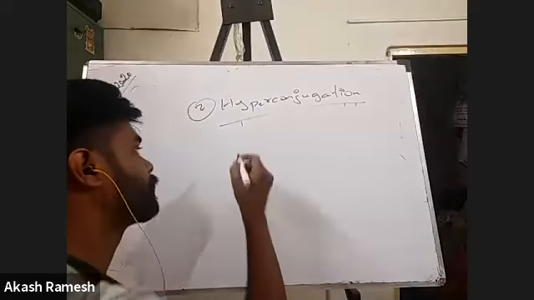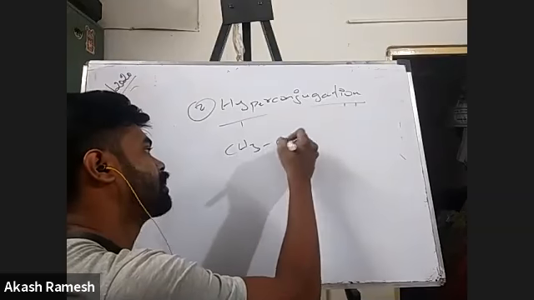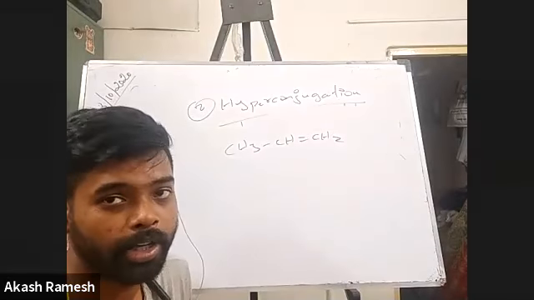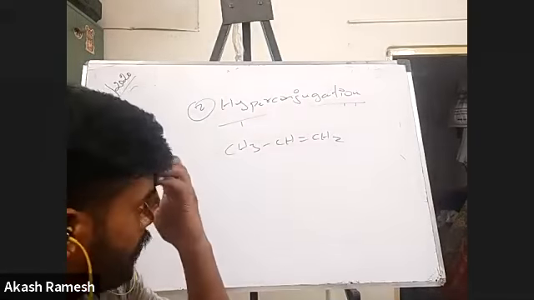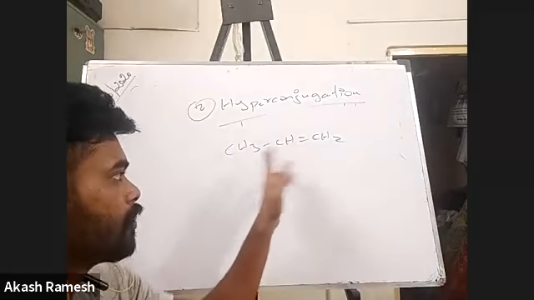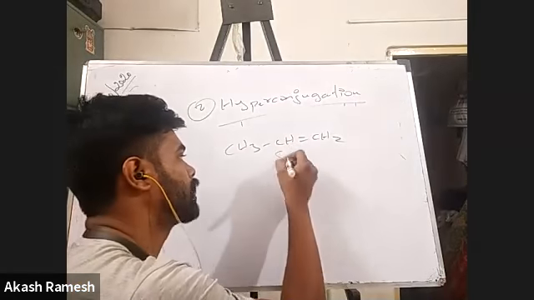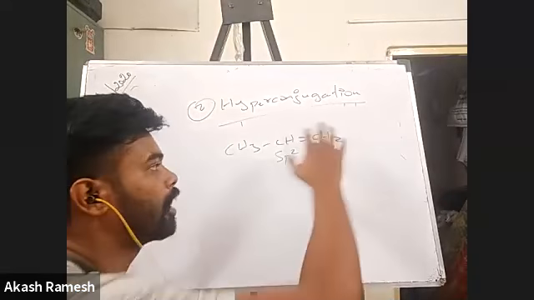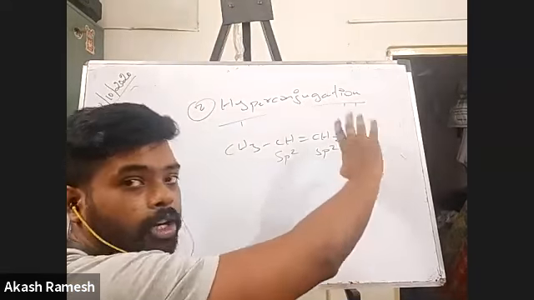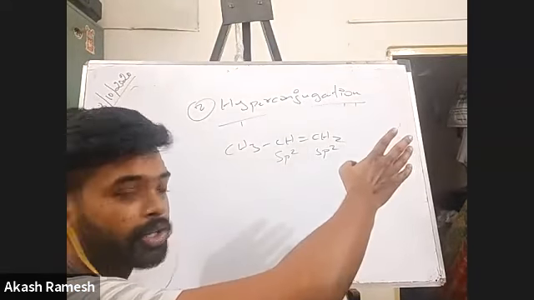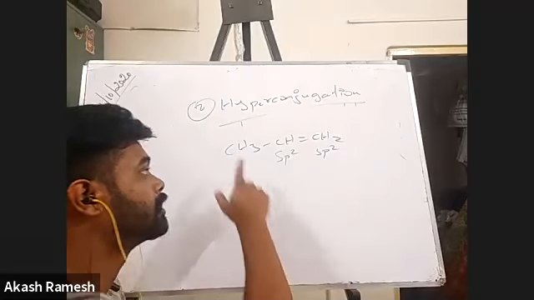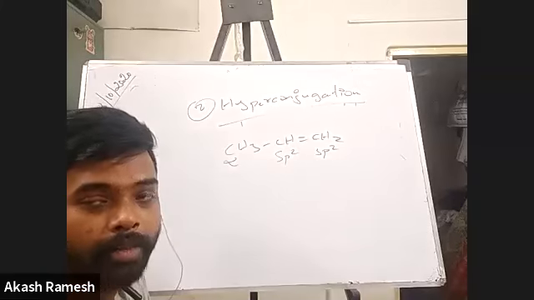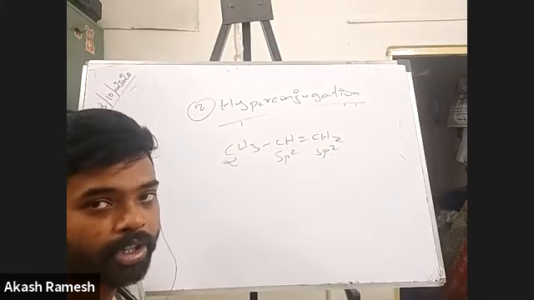Say I have CH3-CH=CH2. I have this molecule. First of all, these two carbon atoms are sp2 hybridized. If I had another carbon atom here, that also would have been able to be involved in hyperconjugation. But this time I have only this carbon atom at the alpha position, and the hydrogen atoms on it can be involved in hyperconjugation.